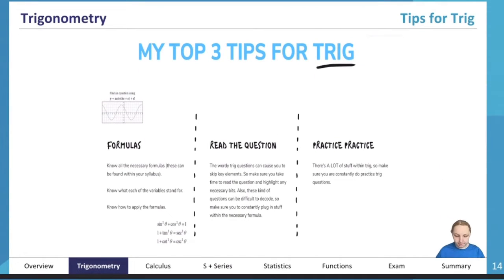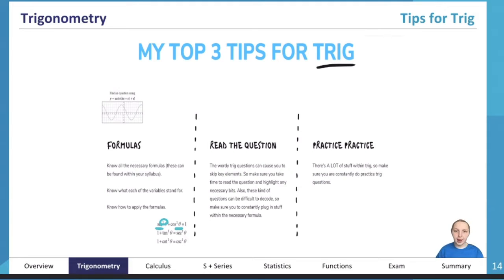My first tip is to know all of the formulas that you might need for trigonometry. So this is knowing all the necessary formulas, which can all be found within your syllabus. You're never going to be asked something that falls outside the realm of your syllabus. So all of those formulas are available in the syllabus. You need to know what each of the variables stands for. So you need to know, for example, down here, what does sine mean? What does it mean if it's squared? What does this theta mean? So you want to know what all of your variables are. And again, just having an idea of sine, cos, and tan, and then sec, cosec, and cot.